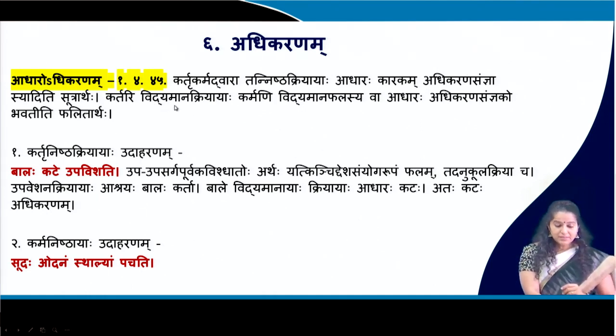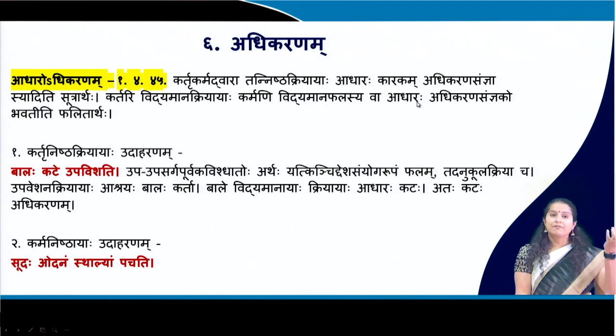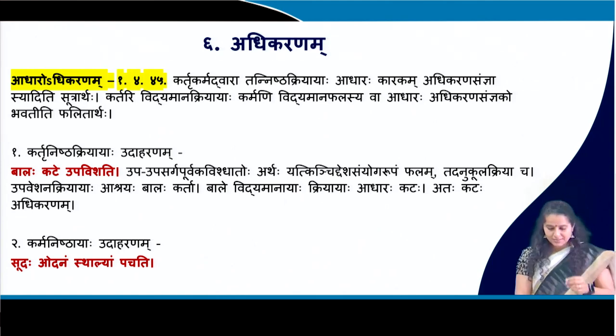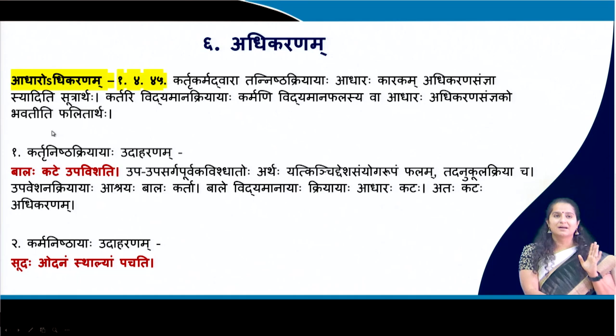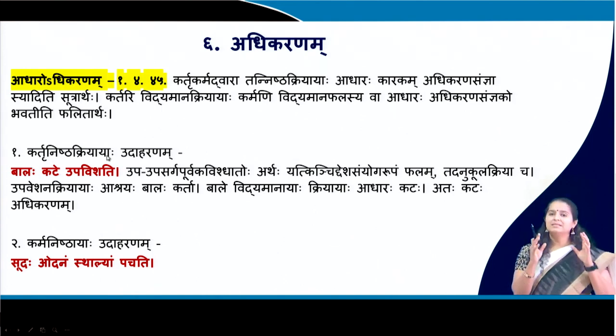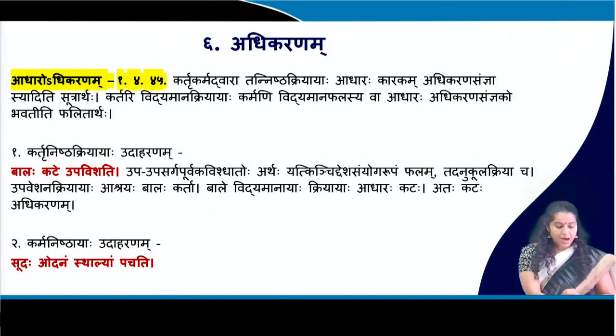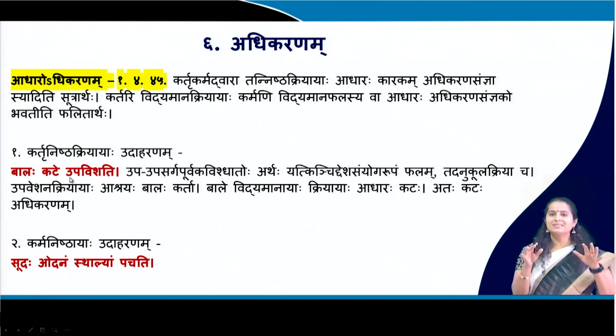And kartari vidyamana kriyayaha karmani vidyamana phalasya va adharah. So the action that is unfolding in the doer, or if the fruit is experiencing that result in the karma, the substratum which holds both of them, adhikarana sanjna bhavati iti phalitartha, will get the adhikarana sanjna. I'll give you an example. The first example he gives is of kartrinishta kriyayaha, the example of kartrinishtatvam, when the adhikaranam is connected with the actor, or the karta. Balaha kate upavishati, so the boy sits on the mat.